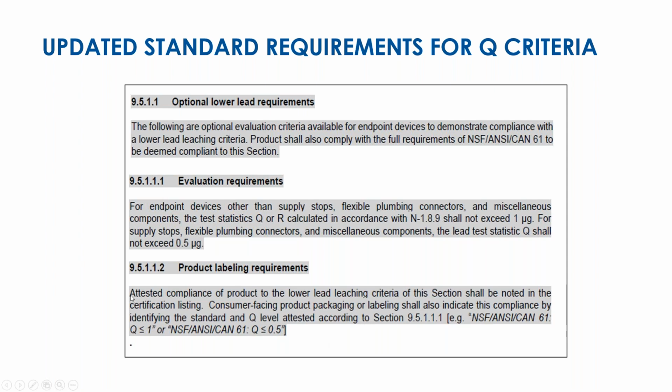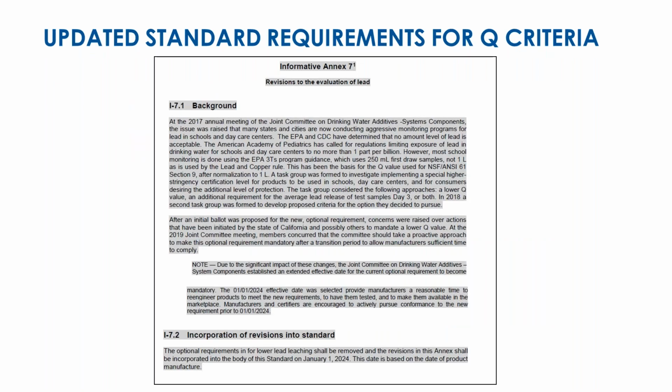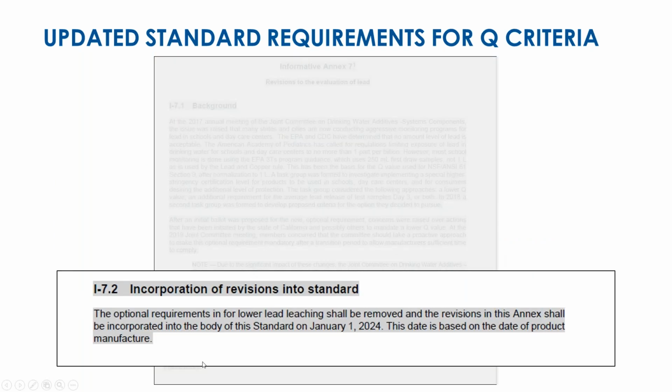The second update appears in a separate annex section of the standard, and it shows that in 3 years, additional changes to the standard will be made, which will make the optional criteria for low lead become mandatory for all Section 9 devices. These are outlined in informative Annex 7 of the standard, and specifically, there's a note in this section saying that the optional requirements for lead leaching shall be removed, and the revisions of this annex shall be incorporated into the body of the standard on January 1st of 2024. This date is based on the date of product manufacture.